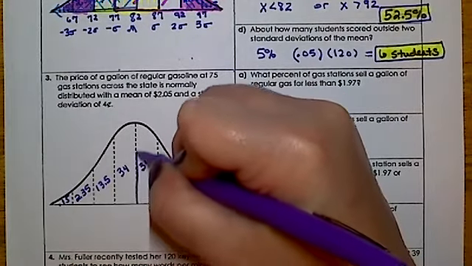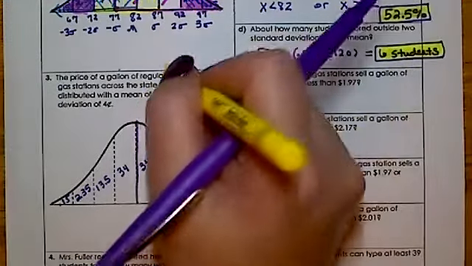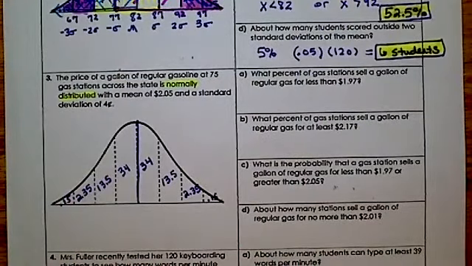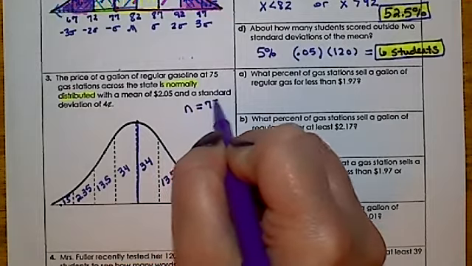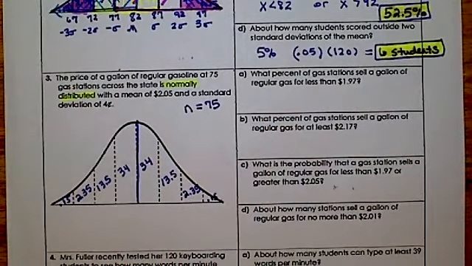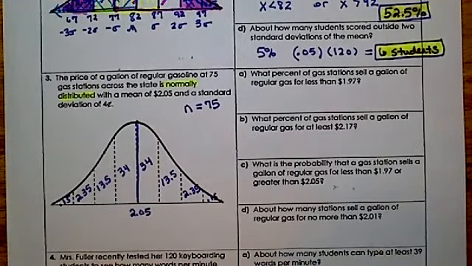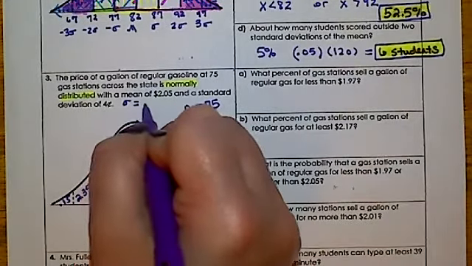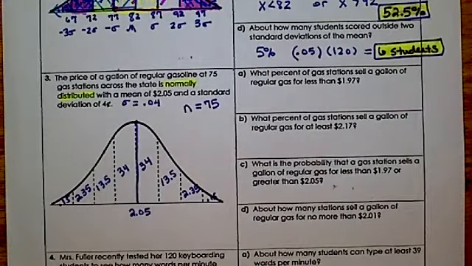Draw your mean in the middle. So we do notice it's normally distributed. We have the price of a gallon of regular gas at 75 gas stations, so N is equal to 75. The mean price of the gas is $2.05. So that's the average. The standard deviation is 4 cents, so it changes by 4 cents, either higher or lower.